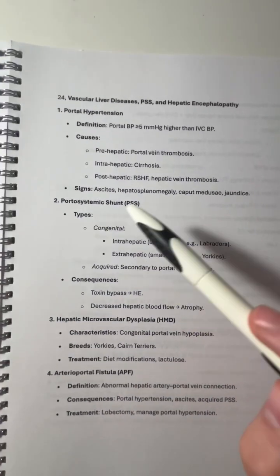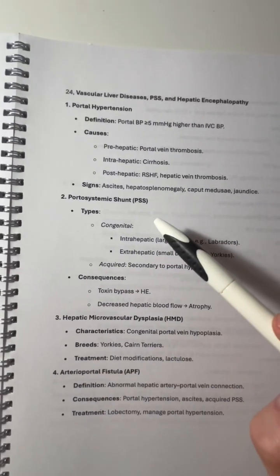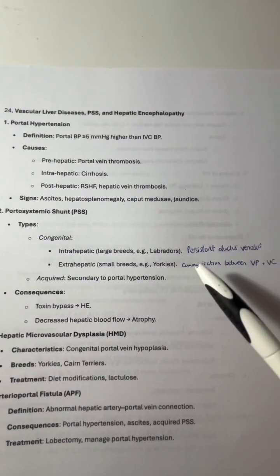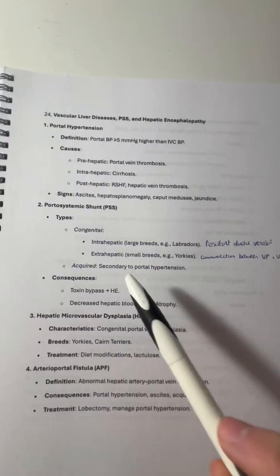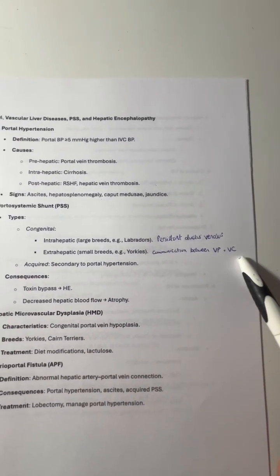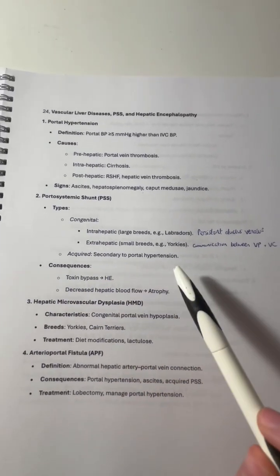For portosystemic shunt, there are two types, congenital and acquired. In congenital, it can be intrahepatic in large breeds, in the case of Labradors. Here we'll see a persistent ductus venosus. And in extrahepatic, it occurs in Yorkies, and there's a communication between the vena porta and the vena cava. And in acquired cases, it's secondary to portal hypertension.